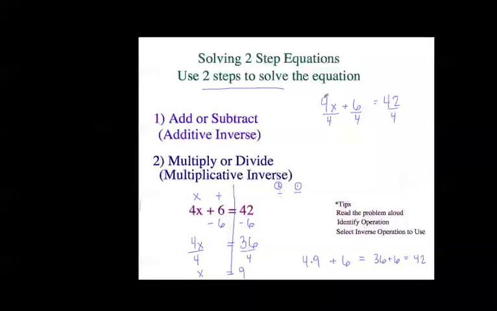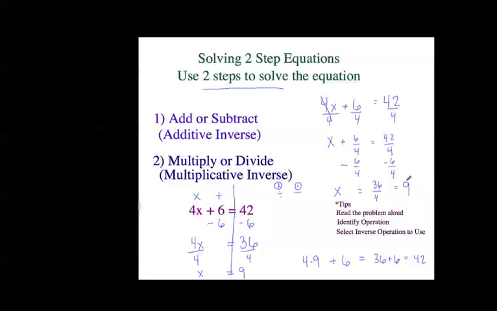So now I simplify, and I would get that x plus 6/4 is equal to 42/4. Keep it in fraction form, because then when you go to do your additive inverse, your denominators will be the same and you can subtract. So I can subtract 6/4 from both sides, and I would get that x is equal to 36/4, which when you divide 36 by 4, you do get 9.